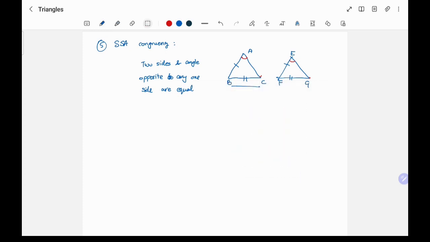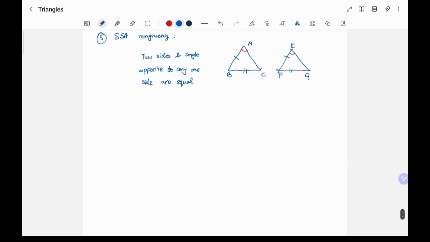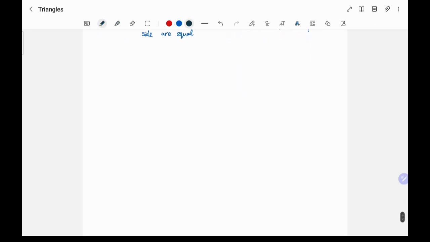So this way, given the two side lengths and the opposite angle, only one triangle is possible. So any number of triangles you draw, they will all be equal in sides and angles, and they are congruent. Next we'll see similarity.